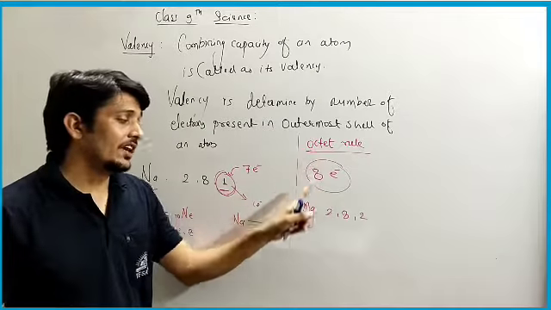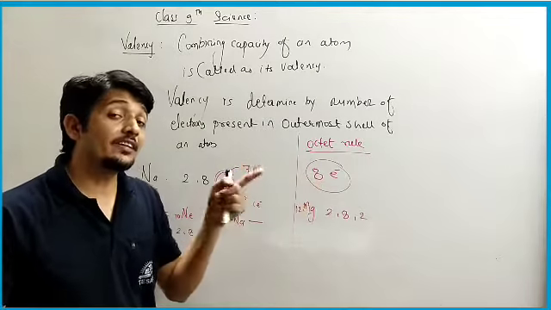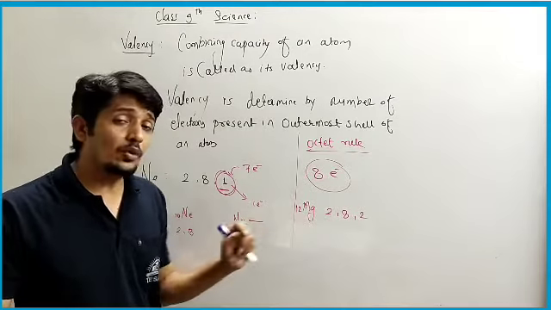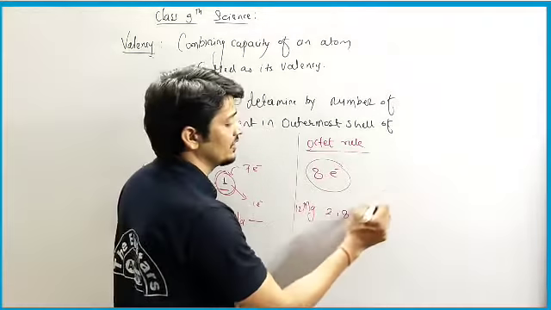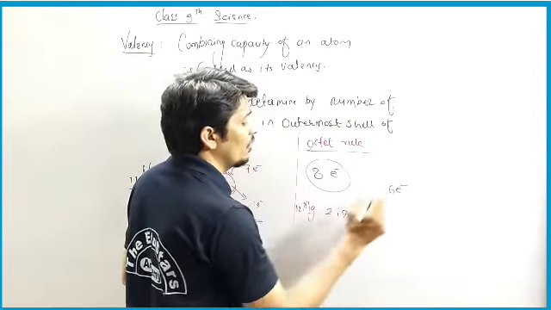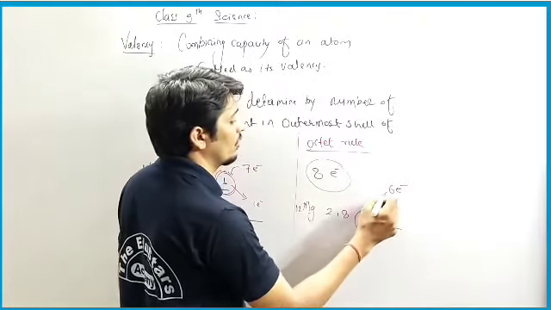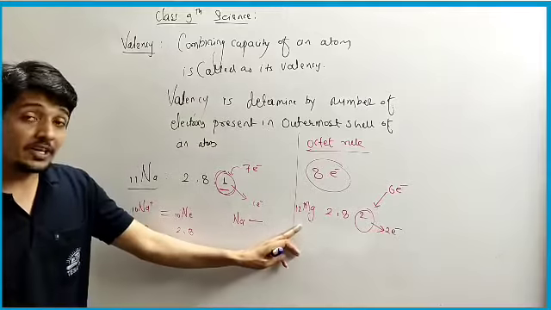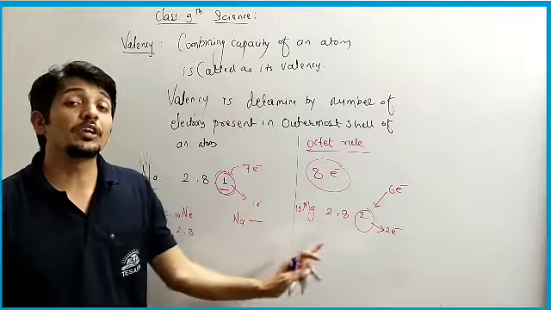Octet rule says element must have 8 electrons in their outermost shell to acquire stability. But magnesium has only 2 electrons. Again there are two cases. So magnesium will gain 6 electrons or will lose 2 electrons. So what will be easiest for the magnesium? It is to lose 2 electrons.